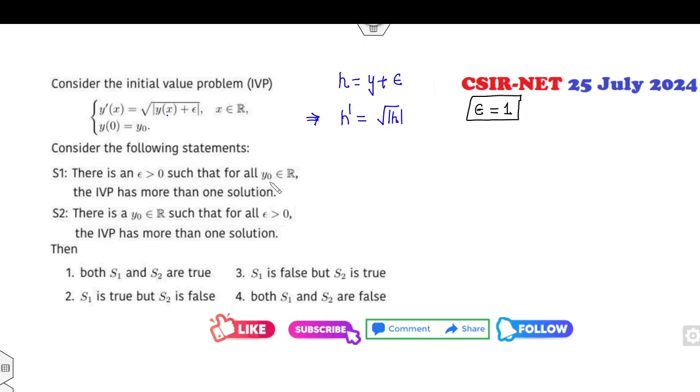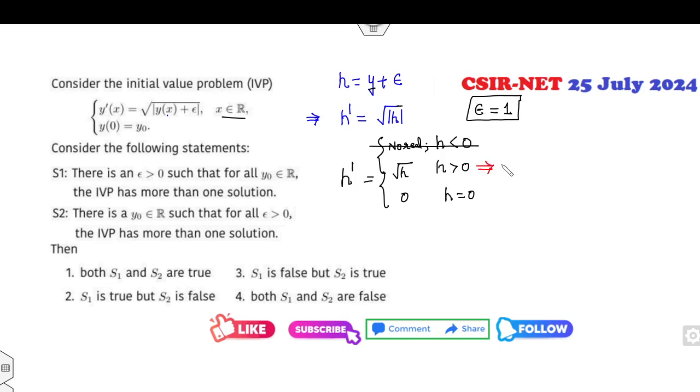Then for all y naught which belongs to R, first of all, what is the h mode? So there are two choices. If h is less than 0, then this number will be a complex number, and then there is no real solution. Fine. And if h is greater than 0, then we will get a root of h. If h is equal to 0, then we will get 0. These are the cases for h dash. Fine. Now this case we can rule out because there is no real solution.